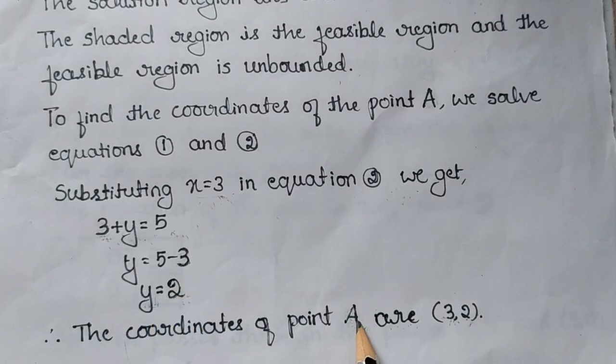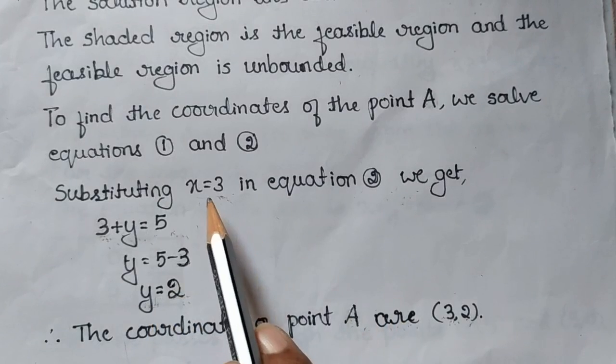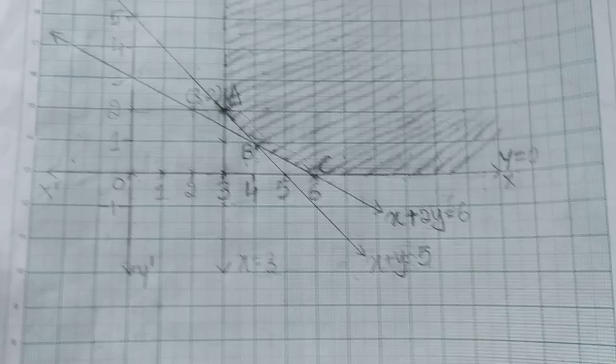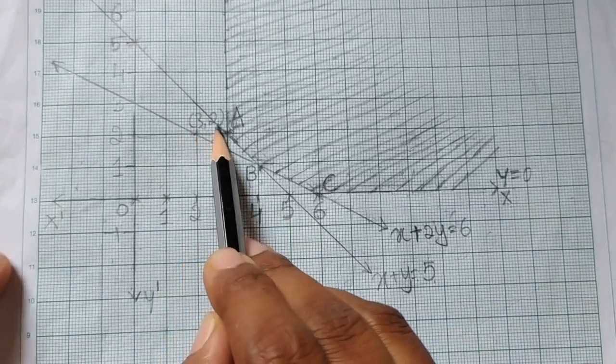Therefore, the coordinates of point A are x is equal to 3, which is already given, and y is equal to 2. So it is 3, 2. Write the coordinates in the graph: 3, 2.